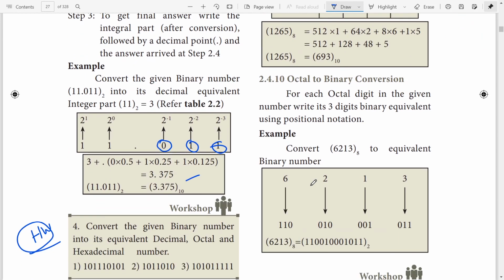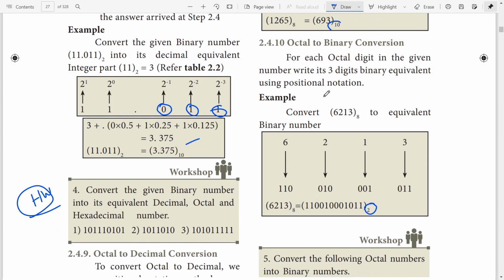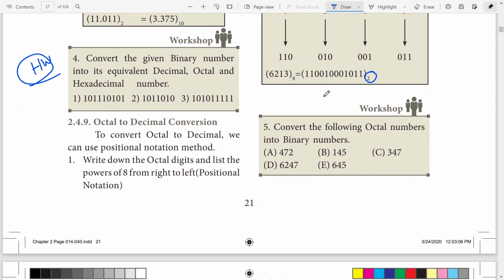Next, octal to binary, that is zeros and ones. Write its corresponding binary value, that is for 6 110, for 2 010, for 1 001, for 3 011. Combine this and write. This is important. 2 denotes it is binary. Here 10 denotes it is decimal. Again you have to try this out.